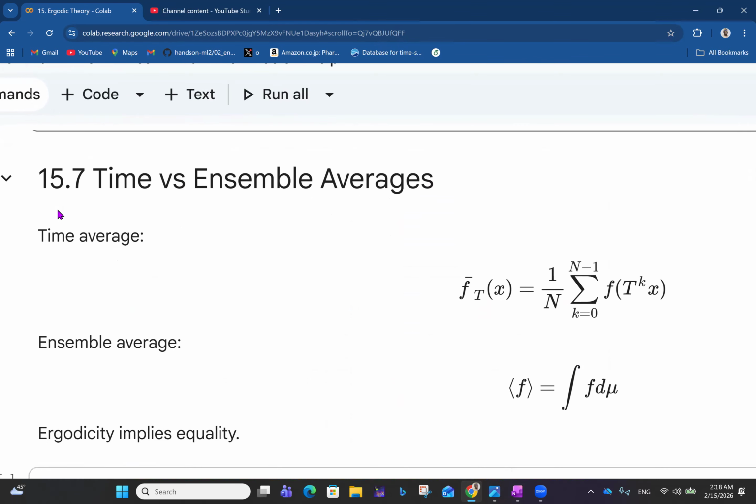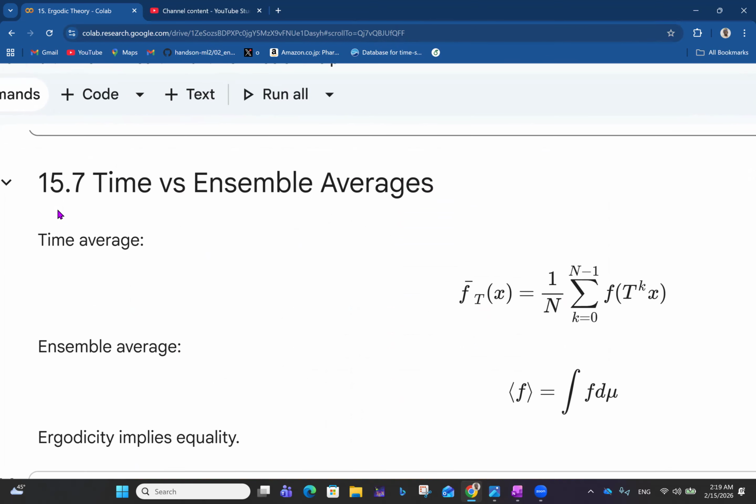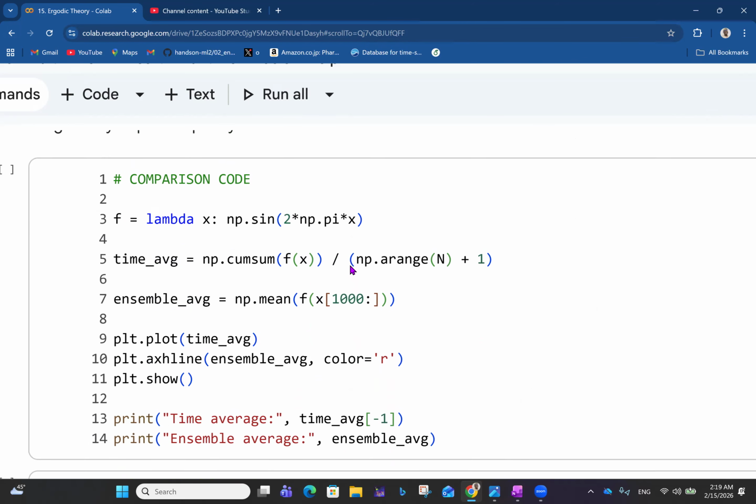Then we have time versus ensemble averages. Of course, this is where the ergodicity idea is emphasized again. So we have the time average, what happens over time, and then the ensemble average is like what happens at once, to see if the two approximations are about the same. So for the time average, we have f_T(x) bar equals 1 over n summation k equals 0 to n minus 1 of f(T^k x). For the ensemble average, we have the integral of f dμ. So ergodicity implies equality of both the time and ensemble averages. So we have this right here.